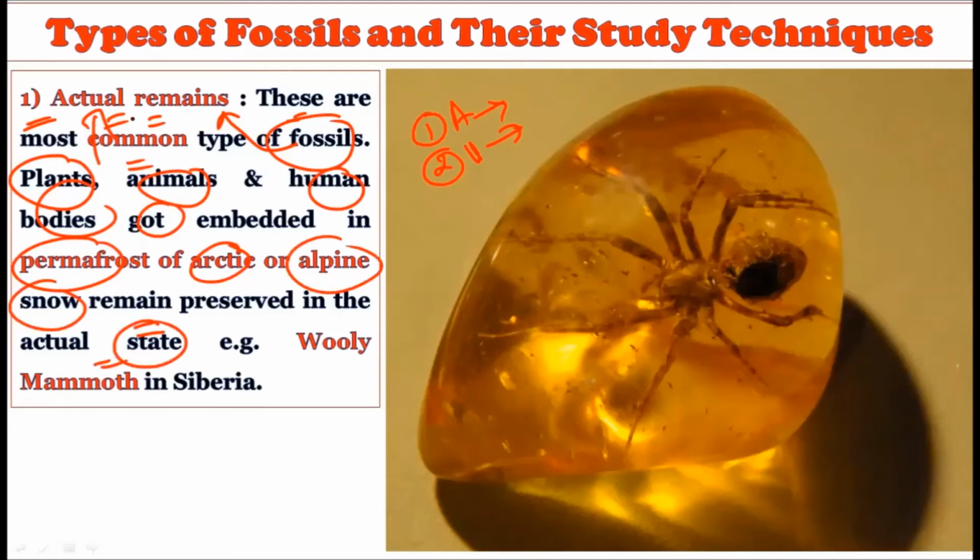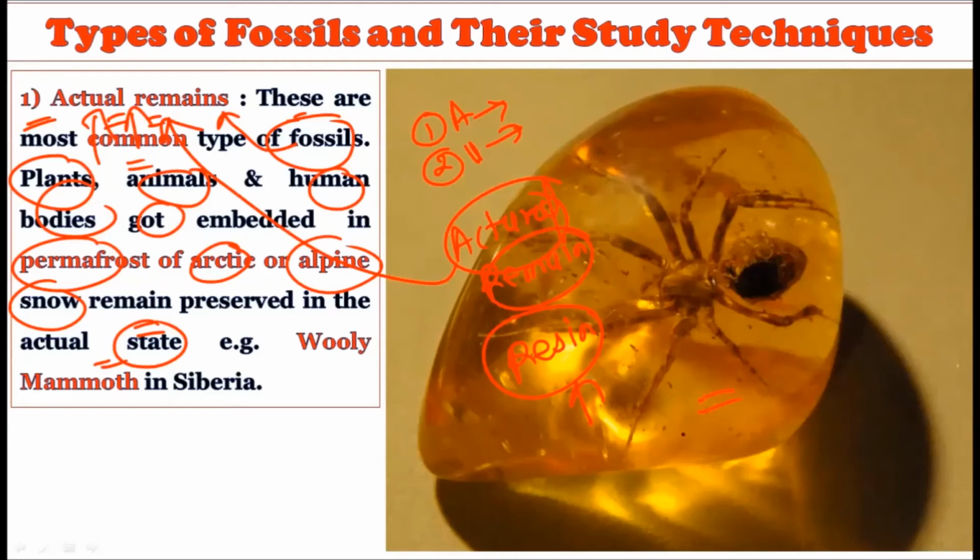Now, why is this particular name given, actual remains? Actual means as it is, and remains means the fossil remains. So the as-it-is remains of the plants, animals, or the human bodies, because they got embedded in the permafrost of the Arctic or the alpine snow. That is, if the snow or any other kind of resin type of material enables the preservation of the whole body structure as it is, the actual remain, then such a kind of fossil will come under the actual remains.